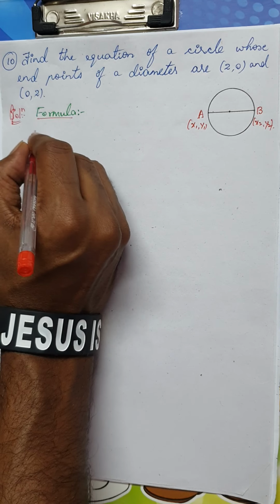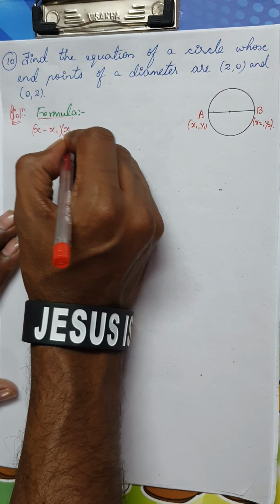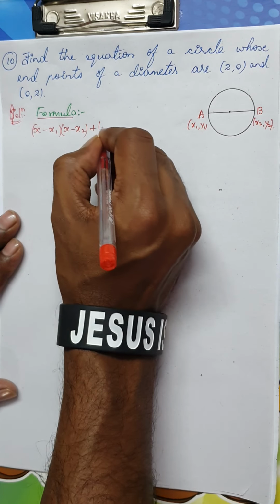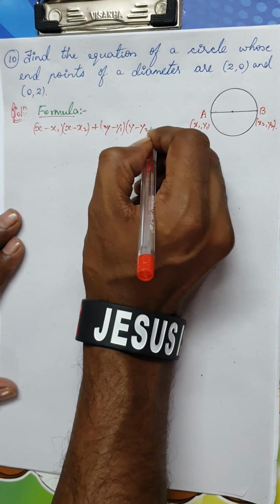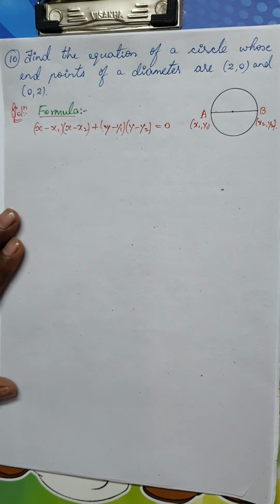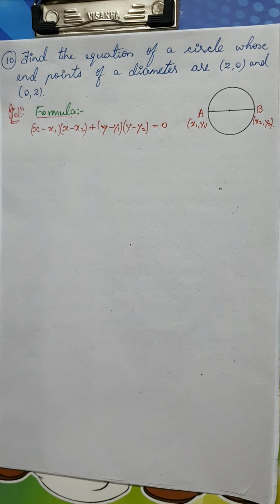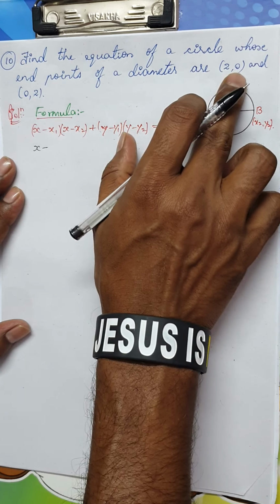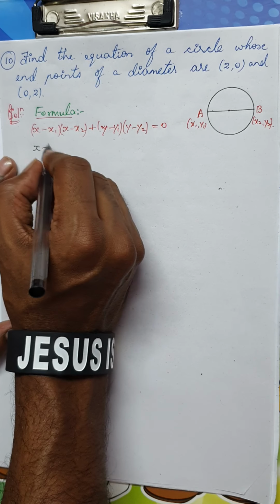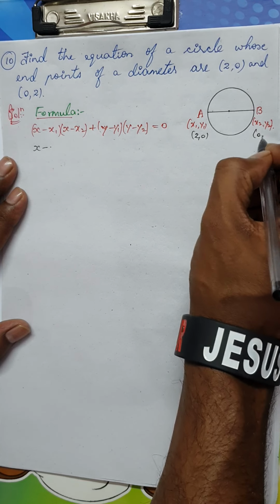Okay, so we know we have a standard formula for this. So the formula is x minus x1 into x minus x2 plus y minus y1 into y minus y2 is equal to 0. So if you remember this formula, you are done with your solution because you can easily solve it. Just substitute your x1, y1, x2, y2, you will get the solution. Okay, so are you ready for it? Right. So it is x minus x1. I can take any one value as x1. I have taken this one as x1. So for my reference I can take it as 2, 0 and 0, 2.